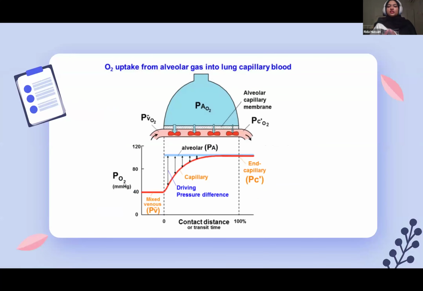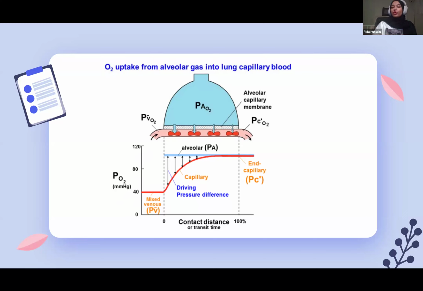Moving on, this is a normal graph for partial pressure of oxygen against transit time. Now, what is transit time? Transit time is basically the time needed for the blood to pass through a single alveolus. It's usually around 0.75 seconds. I would like you guys to remember that figure. Apart from that, I would like you to remember the normal values for venous partial pressure of oxygen and end capillary partial pressure of oxygen, which is 40 venous and around 100 end capillary. By the way, if I'm going too fast, please do let me know.